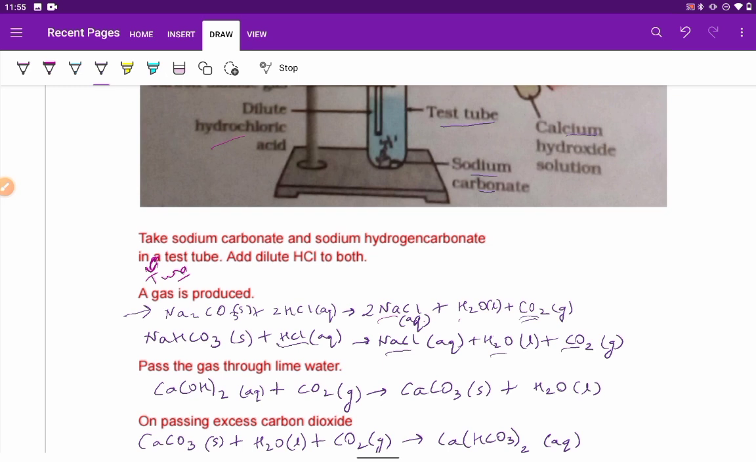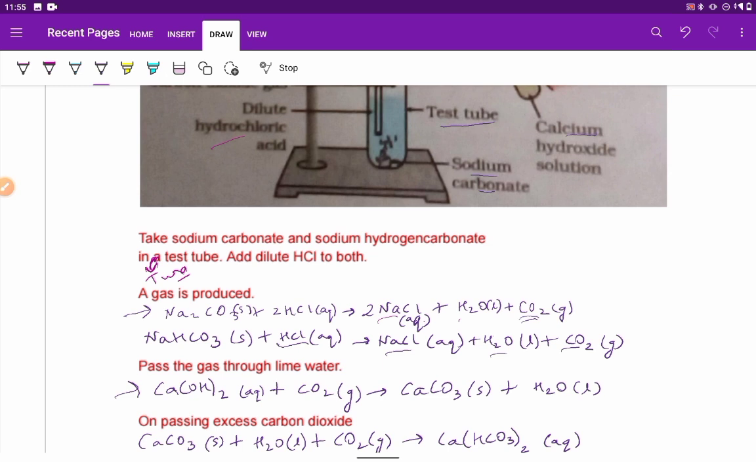This gas is passed through lime water. So then this is the equation. Calcium hydroxide, Ca(OH)2 aqueous, plus CO2. That is, we have passed CO2 gas. We will get calcium carbonate plus H2O. So lime water turns milky.